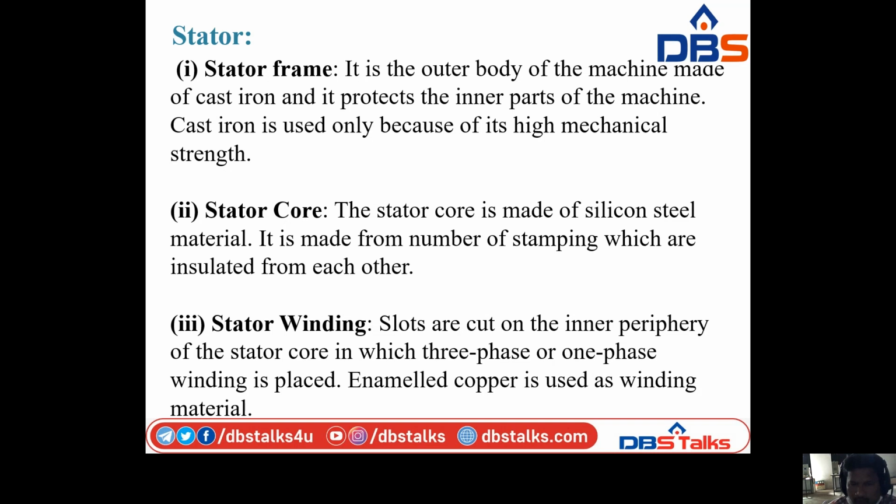Next, the stator core. The stator core is made up of silicon steel material. It is made from a number of stampings which are insulated from each other. It consists of silicon steel laminations with a number of slots, and every slot is insulated from the others.